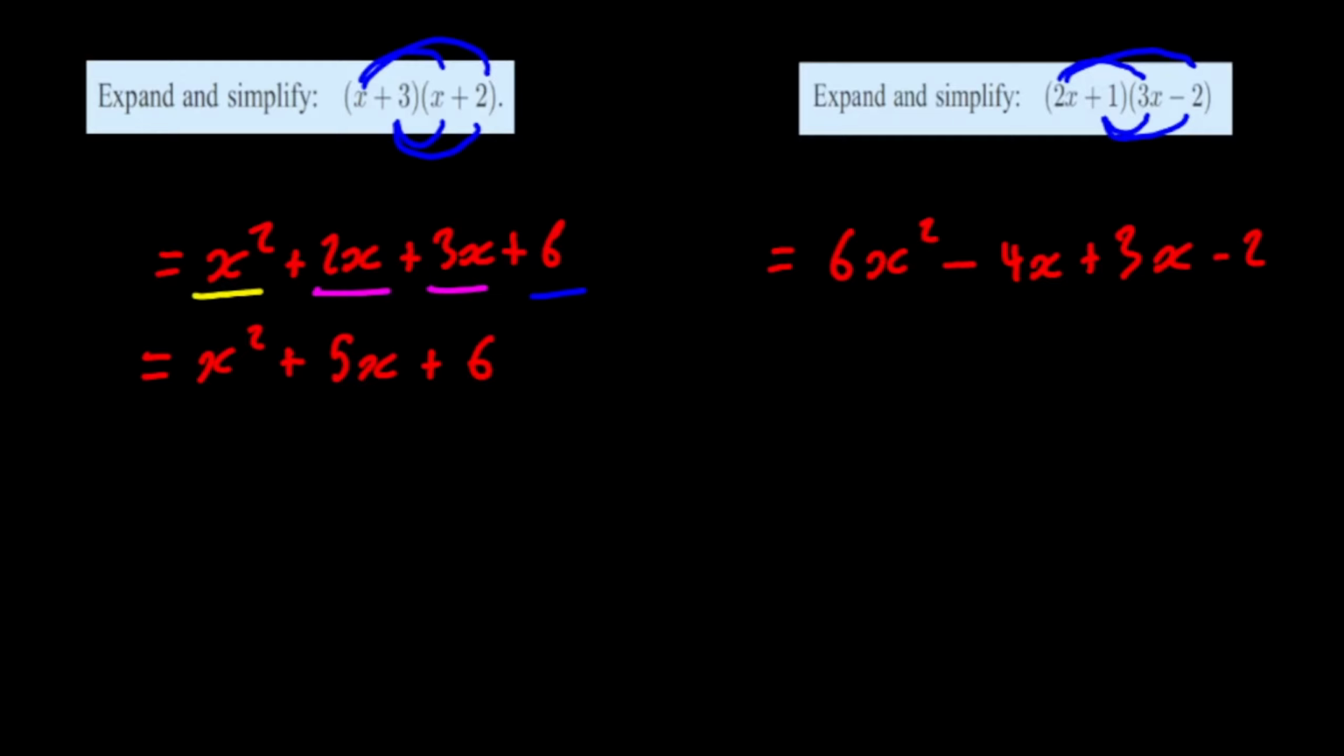And then we look at the like terms. So there's 6x squared, and it has no other like term. There's negative 4x and plus 3x, which are like terms. And finally, we have negative 2, which has no other like term. We simplify, we get 6x squared minus 4x plus 3x, that's minus x minus 2. And we can now move on to further expansion.